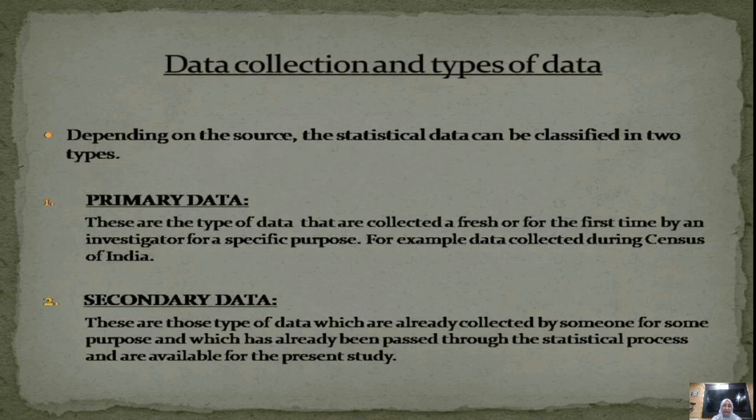Now, there are different types of data depending upon the source. It can be classified into primary data and secondary data. Primary data are the types of data that are collected afresh or for the first time by the investigator for a specific purpose. It is also known as the first-hand data. For example, data collected during Census of India. Talking about secondary data, it is those type of data which are already collected by someone for some purpose and which has already been passed through the statistical process and are available for the present study.